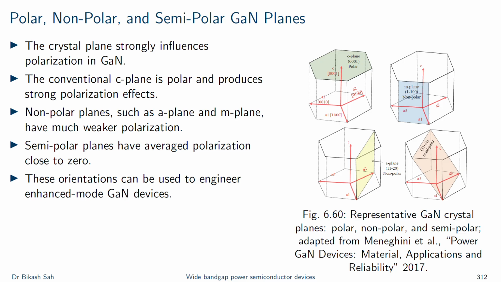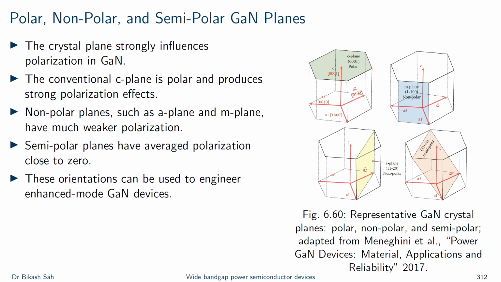So in this figure 6.60, you can see a geometric view. The most important point, I would say, is that the device behavior is not only determined by the material composition but also by the crystal orientation. In silicon power devices, crystal orientation matters for mobility and oxide interface quality.